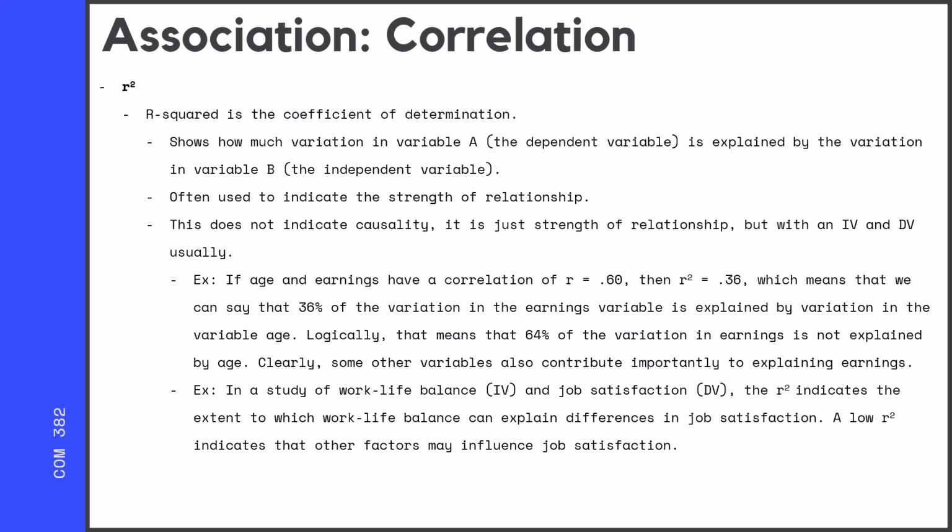Or in another example, let's say you're doing a study of work-life balance and job satisfaction. The R squared indicates the extent to which work-life balance can be explained by differences in job satisfaction. A low R squared indicates that other factors might be influencing job satisfaction.